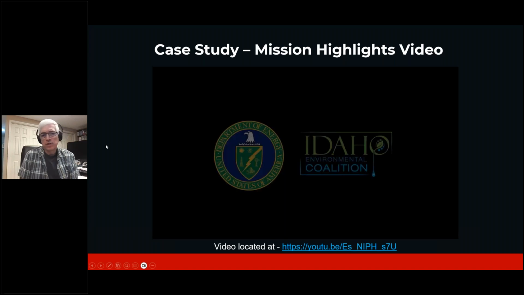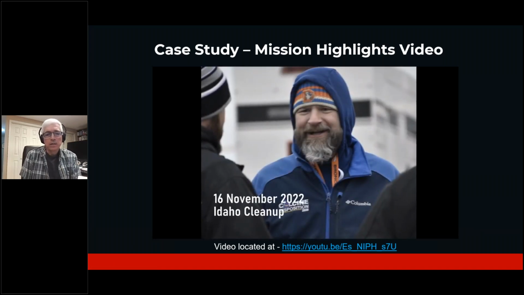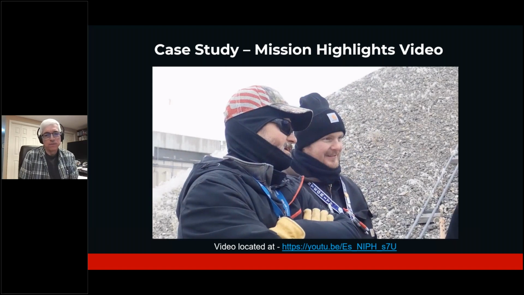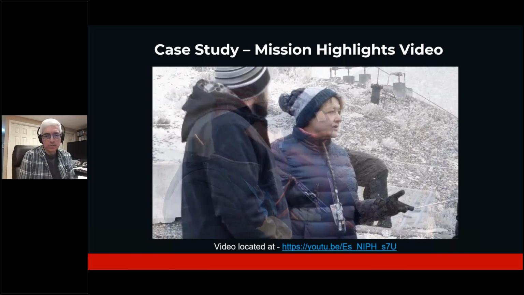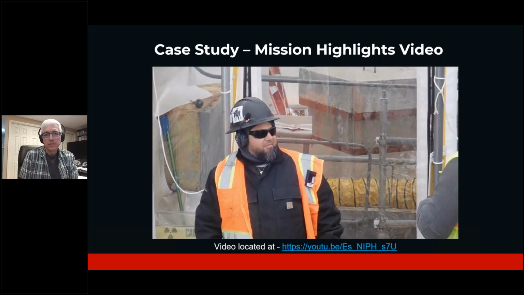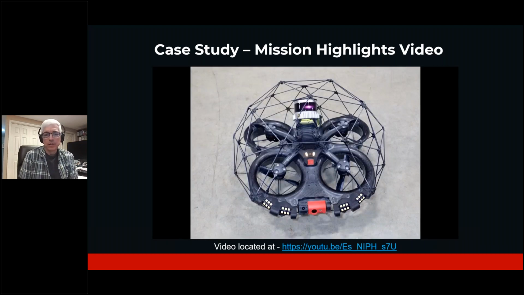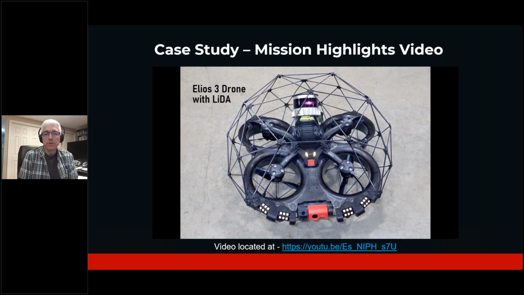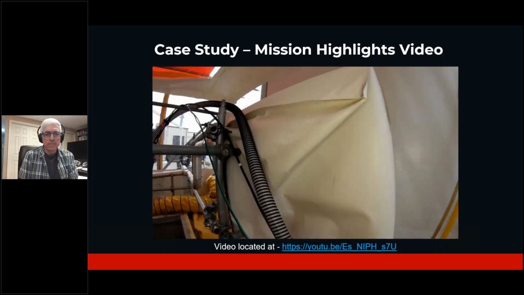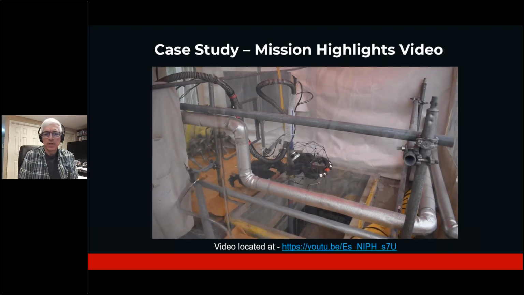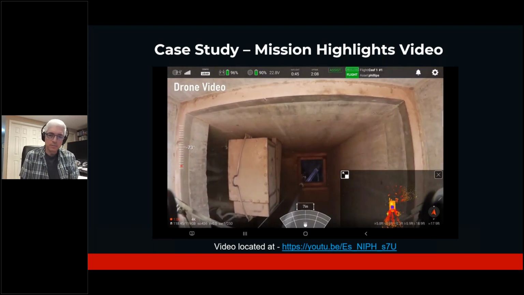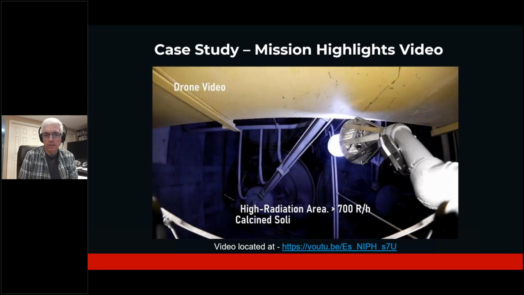And this mission occurred in November of 2022 out at Idaho. It was very cold that morning. It was about 16 degrees Fahrenheit. And so we were concerned, of course, with batteries, but we took measures to keep the batteries warm prior to use. And here it is, the Elios is entering into this storage vault that contains large bins holding radioactive material, waste material.